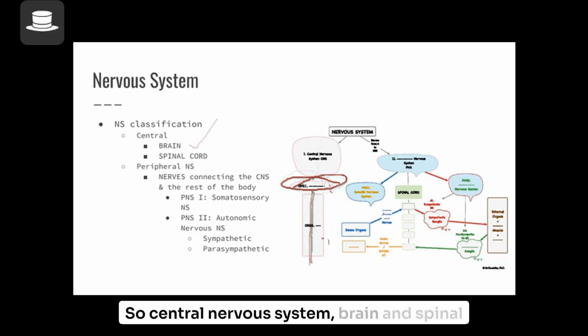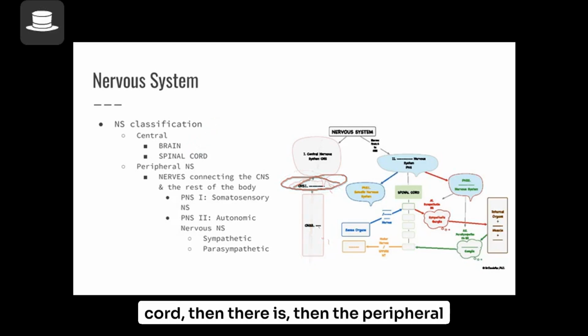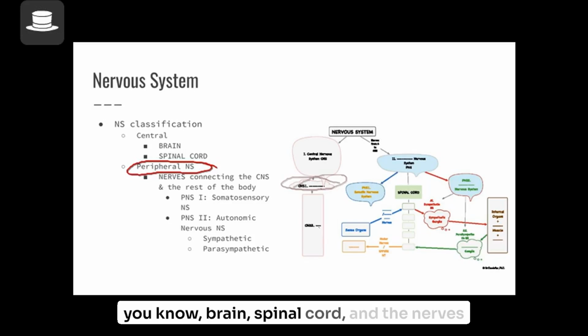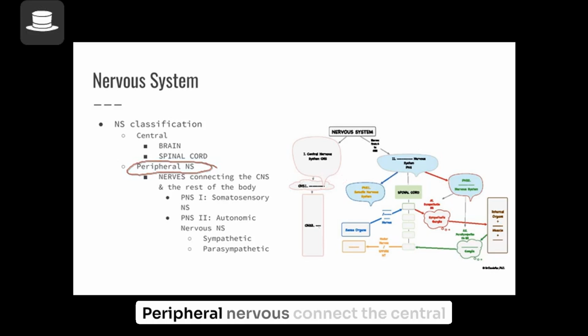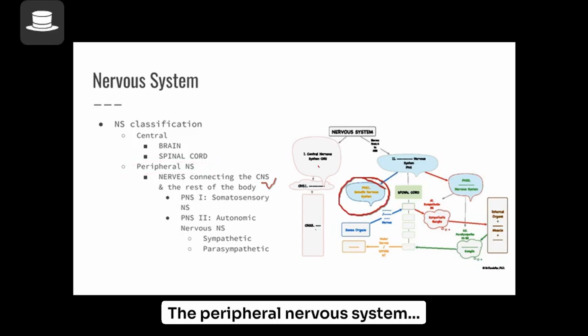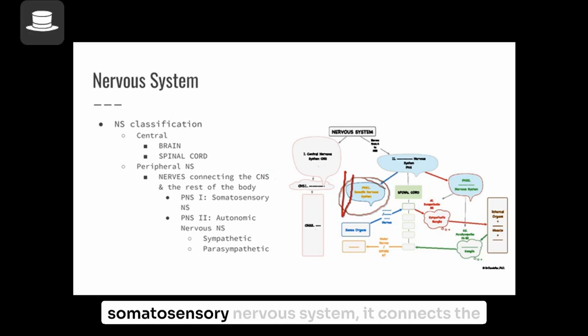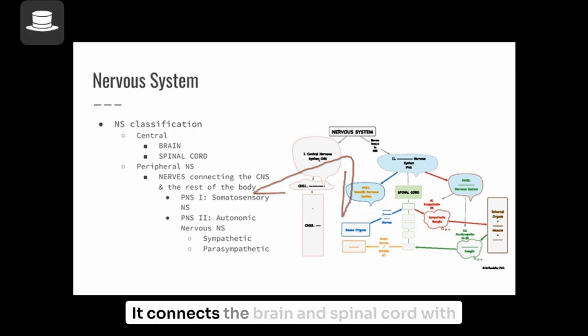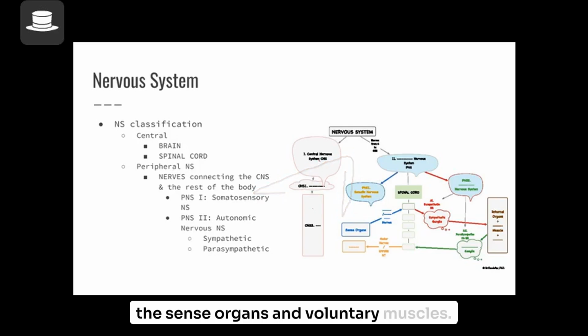So central nervous system: brain and spinal cord. Then the peripheral nervous system is the nerves that come out of and go to the central nervous system. Those form the peripheral nervous system. Peripheral nerves connect the central nervous system, that is brain and spinal cord, with the rest of the body. There are two types of peripheral nervous system. One is the somatosensory nervous system, which connects the brain and spinal cord with the sense organs and voluntary muscles.